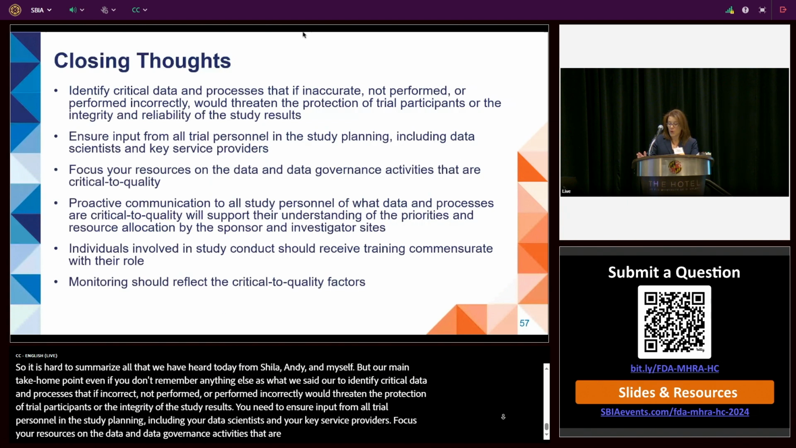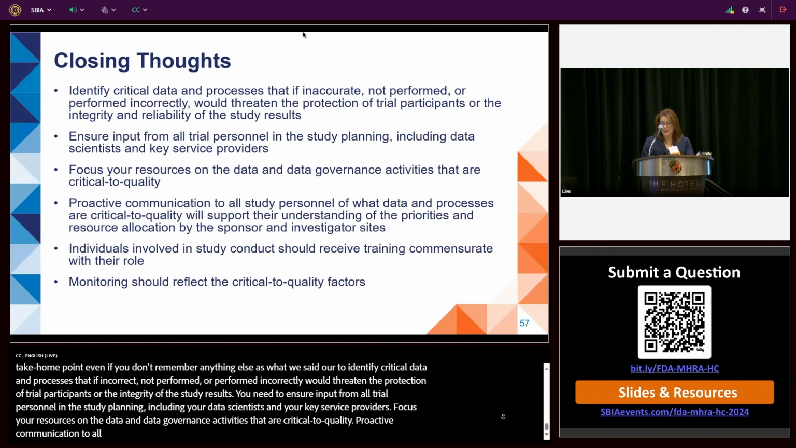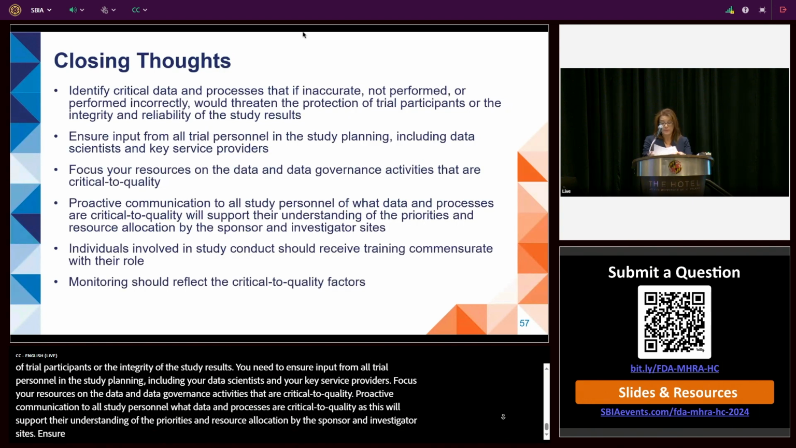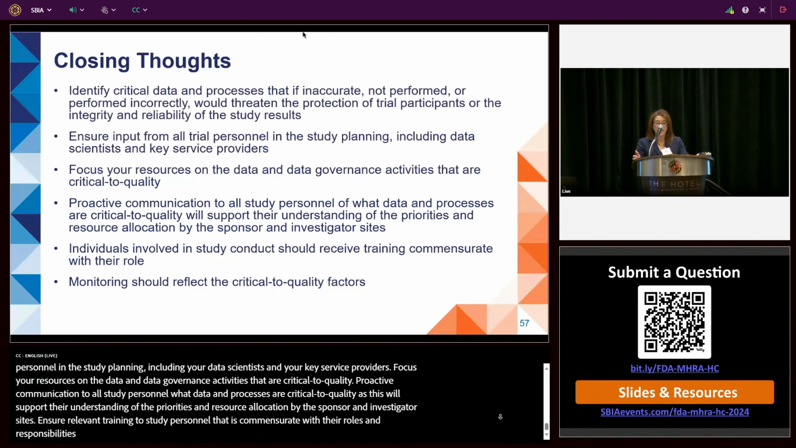Proactively communicate to all study personnel what data and processes are critical to quality, as this will support understanding of the priorities and resource allocation by the sponsor and investigator site. Ensure relevant training to study personnel that's commensurate with their roles and responsibilities in the trial. And then finally, ensure that monitoring reflects the critical to quality factors. And so with that, I'm going to pass the baton back to Sheila.